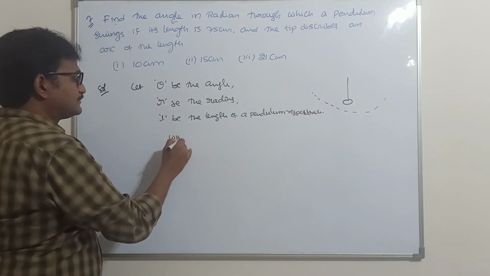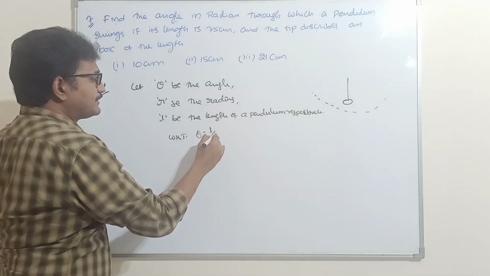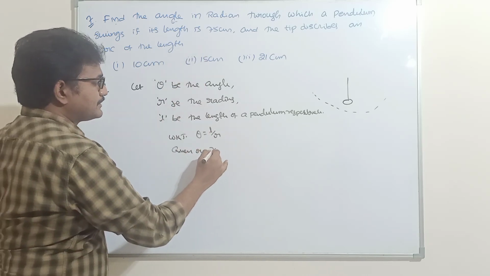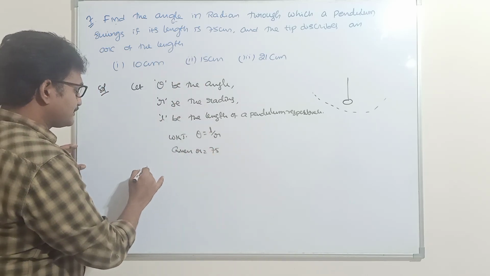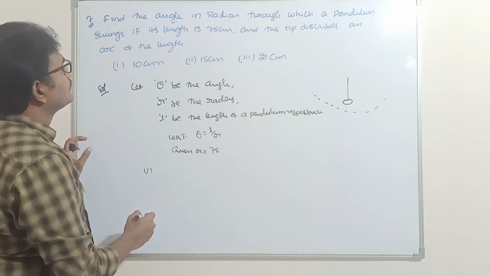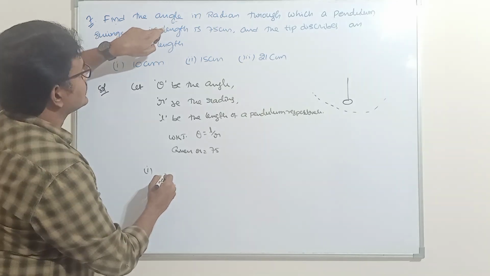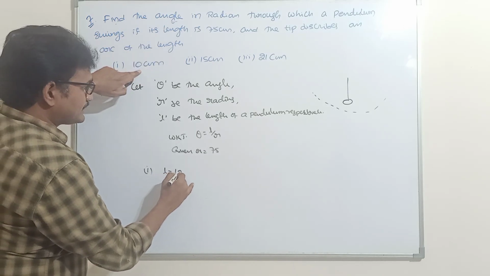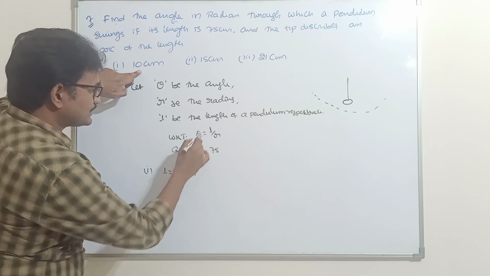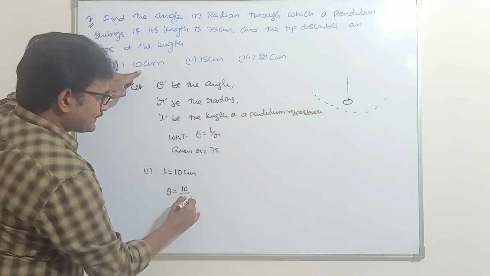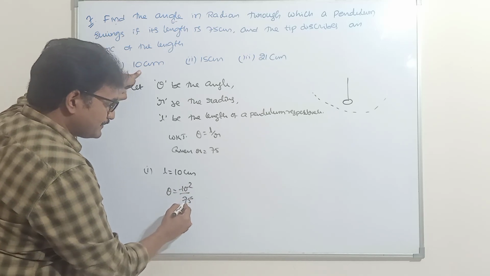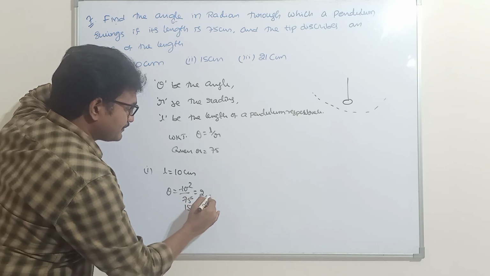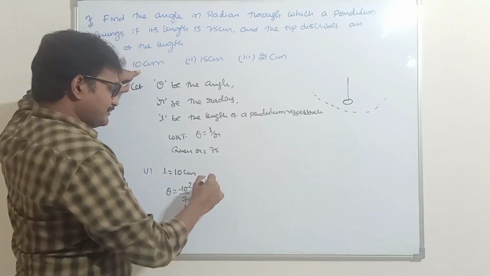Therefore, we know that theta is equal to L by R. The radius is given as 75. What do we need to find? The theta value, the angle, when the arc length is given. First, L is equal to 10 centimeters. Then theta is equal to L by R, 10 by 75. Dividing by 5, we get 2 by 15 radians. Theta is equal to 2 by 15 radians.